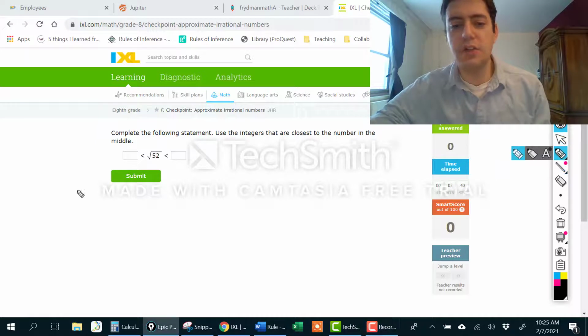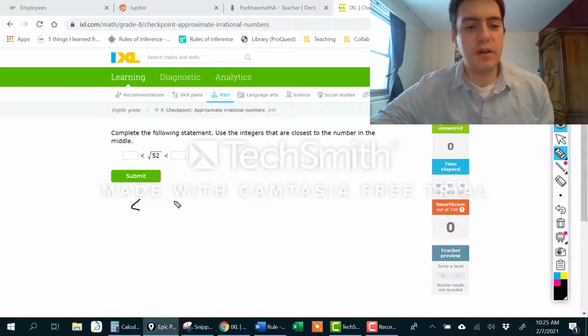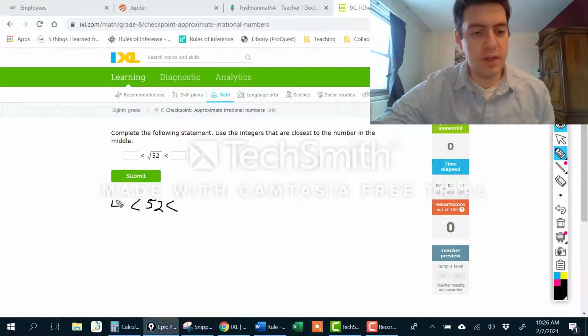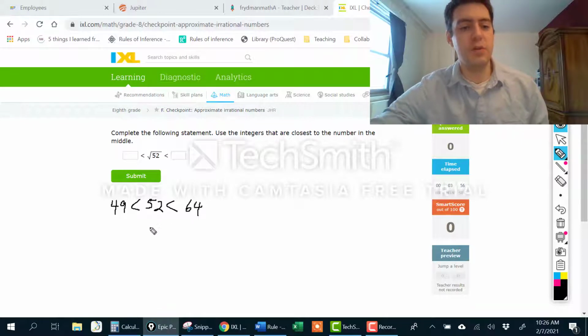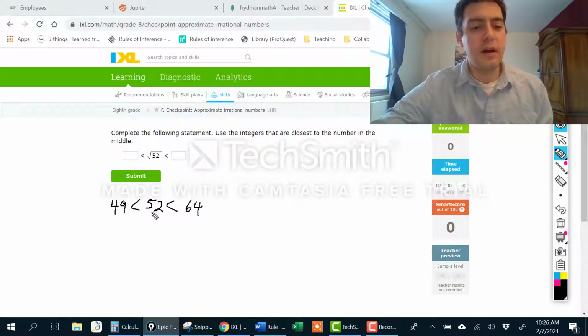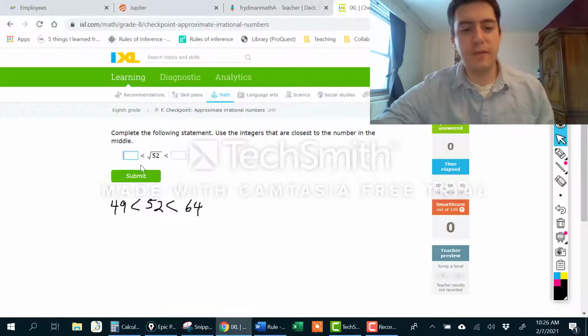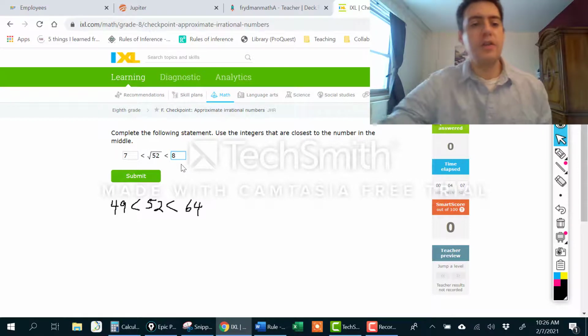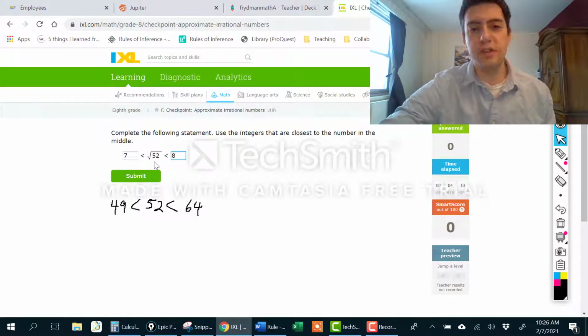And here's a strategy. I'm going to write down here: 52 is in between which 2 perfect squares? Well, over here I could say 49, and over here I could say 64. Those would be the perfect squares closest to 52. The square root of 49 is 7, and the square root of 64 is 8. So I know that the square root of 52 is in between 7 and 8.